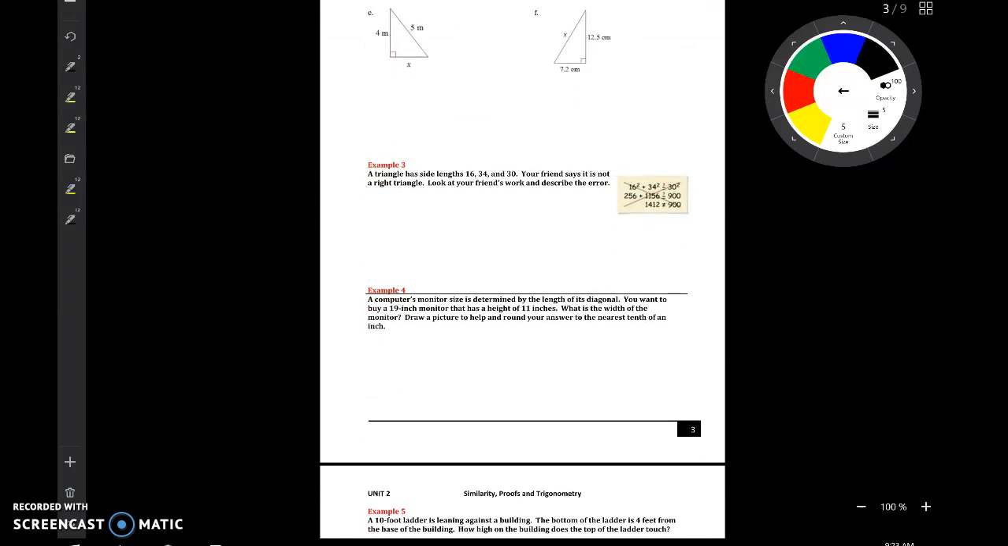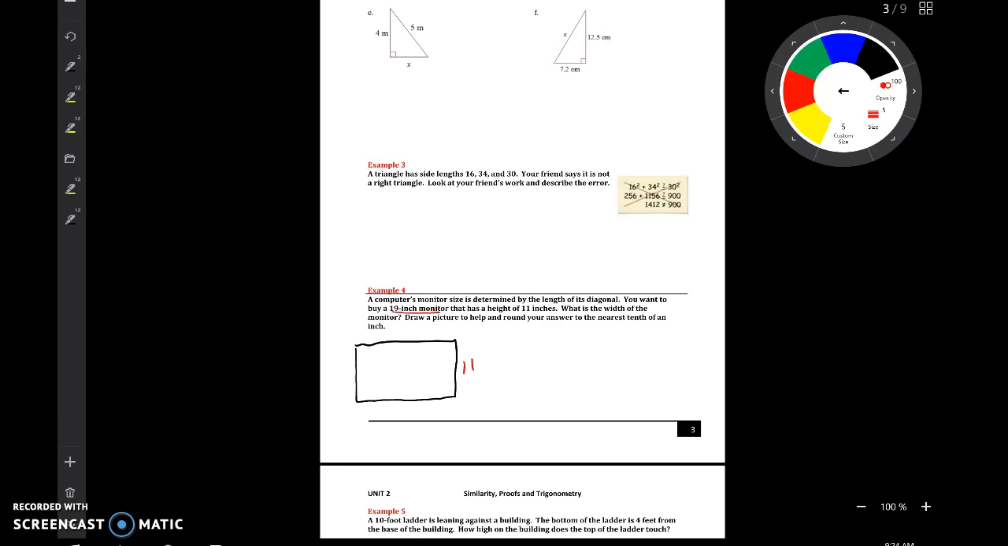Jumping down to example 4, now looking at some word problems that need the Pythagorean theorem. A computer's monitor size is determined by the length of its diagonal. You want to buy a 19-inch monitor that has a height of 11 inches. What is the width of the monitor? Draw a picture to help and round your answer to the nearest tenth of an inch. Okay, so our computer monitor is rectangular. We know the height is 11.